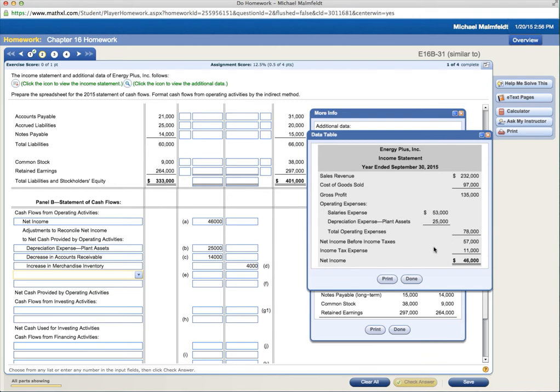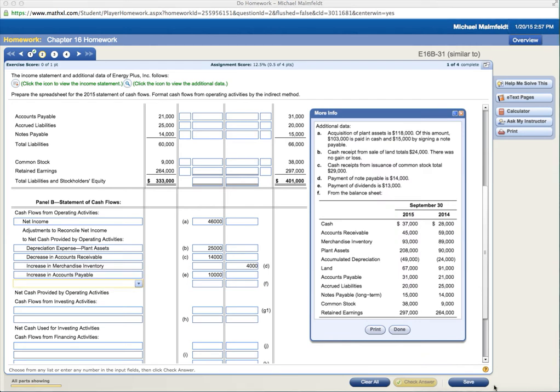Okay, but the fact of the matter is, when we made that transaction, cash was unaffected. So what we want to do is add that $10,000 back into our statement of cash flows to show that even though net income was reduced by $10,000, the cash was not used to pay that expense, and so we want to add that back into the net income so that we can get to our eventual net cash provided by operating activities.